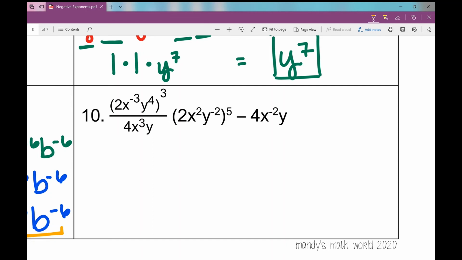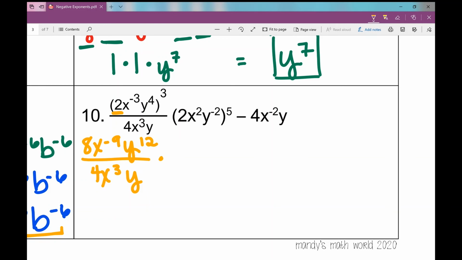So let's do that in our numerator up here. 2 to the power of 3. What is that? So we're raising everything to the power of 3. 2 to the power of 3. That's 8. Times x to the power of, what do I do with my exponents? Multiply them. Negative 3 times 3 is negative 9. Y to the power of 4 times 3 is 12. Over 4x cubed y. And I'm going to put a little dot there.